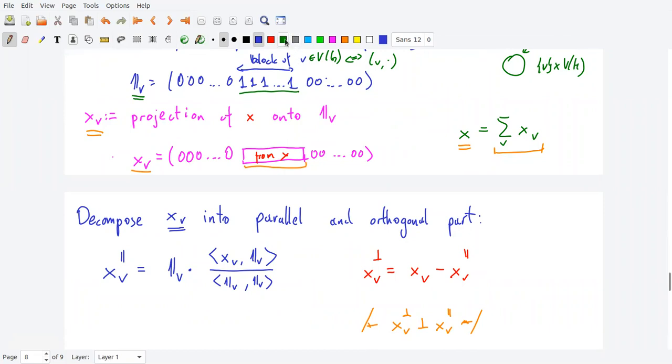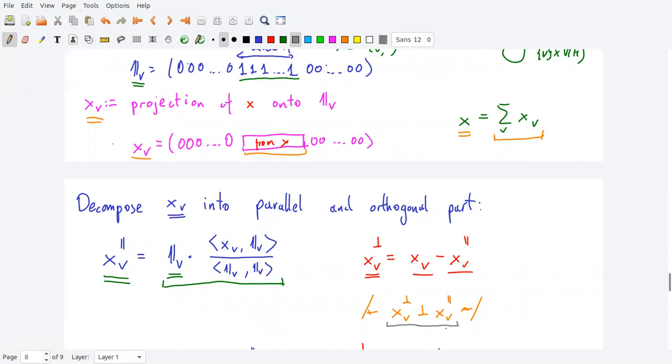In other words, I take xv parallel to be the projection of xv onto the direction of all ones on v. Again, this formula is the formula for the projection on the direction of one on v, and the orthogonal part is the remaining part. So this is xv minus the parallel part, and as usual in this business, this is an orthogonal decomposition.